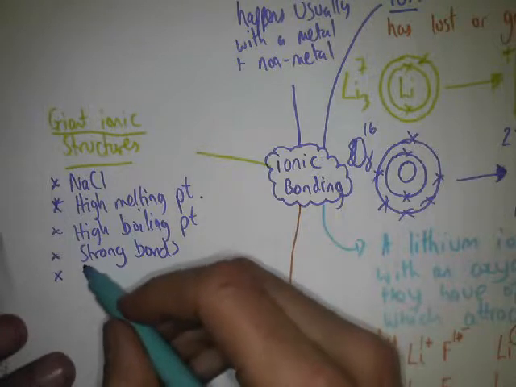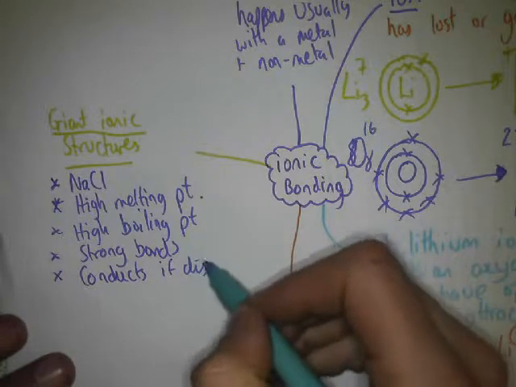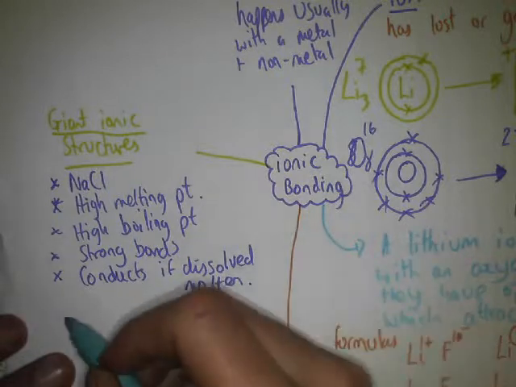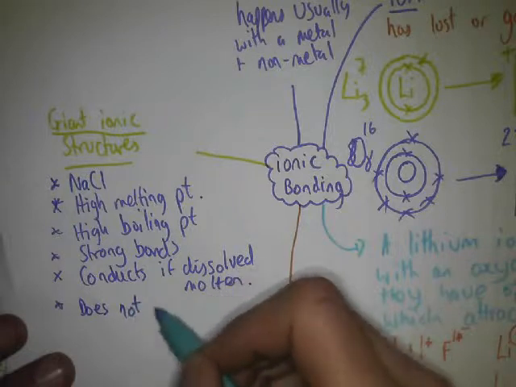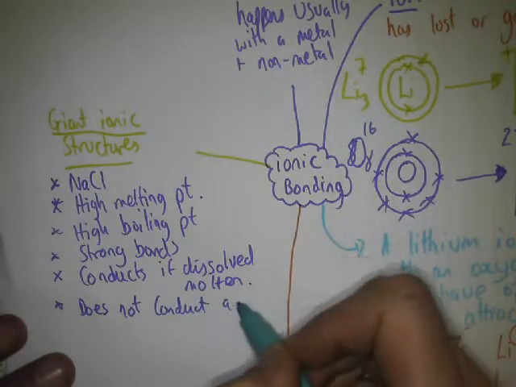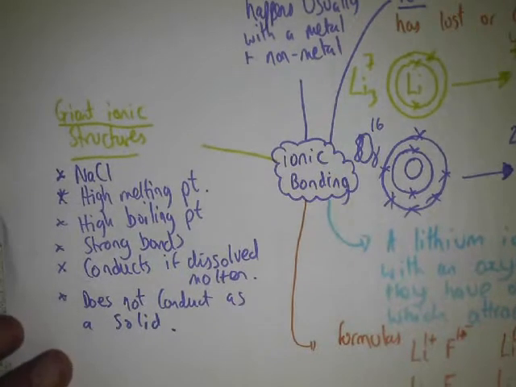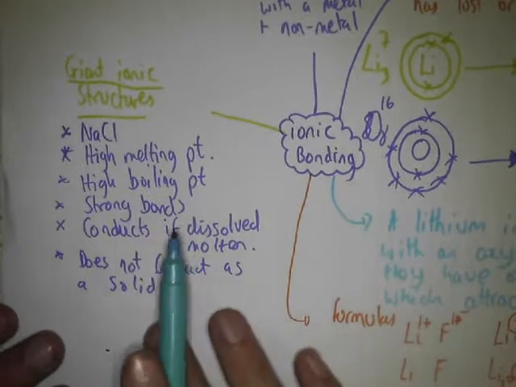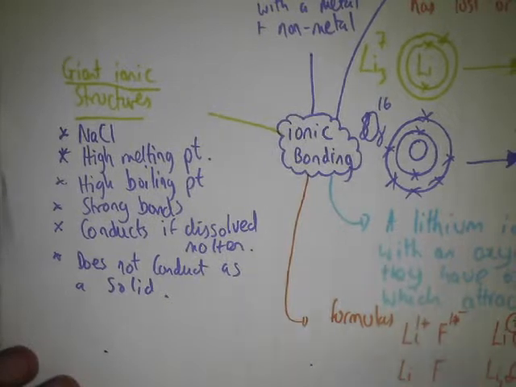It conducts if dissolved or melted down into molten. It does not conduct as a solid. So if you think of salt, if you put electricity through solid salt, you wouldn't get any electricity flowing. However, if you dissolved it in water, then you would get electricity flowing. It would allow it through the free ions. So that is ionic bonding in a nutshell.